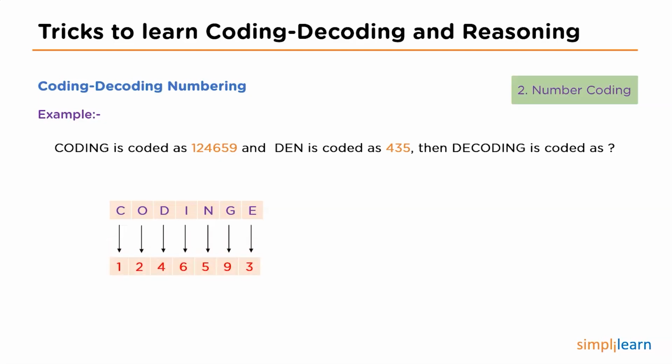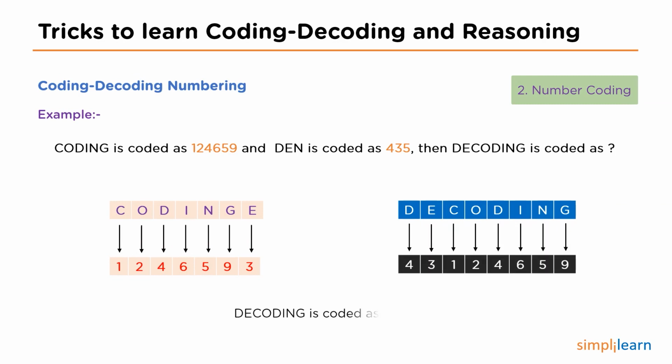So, no need to write the repeated letters. Now, let's code the letters. C is coded as 1, O is coded as 2, D is coded as 4, I is coded as 6, N is coded as 5, G is coded as 9, E is coded as 3. Using these codes, decoding is coded as 4, 3, 1, 2, 4, 6, 5, and 9. So these are a few examples of number coding.